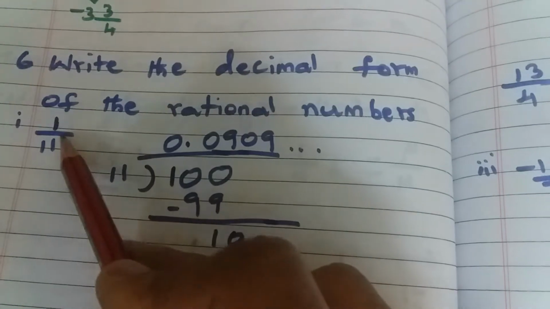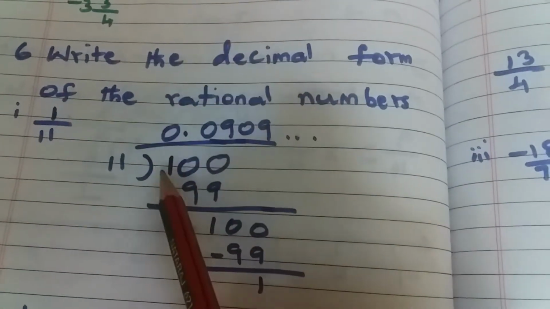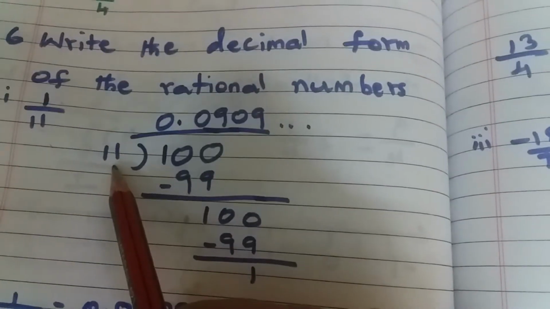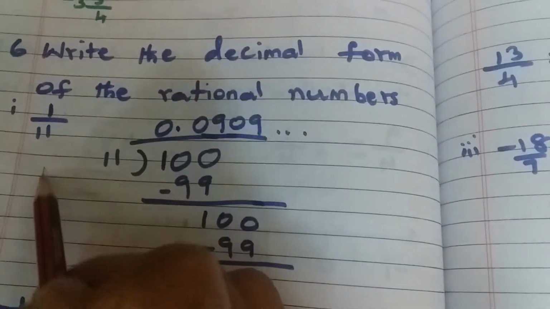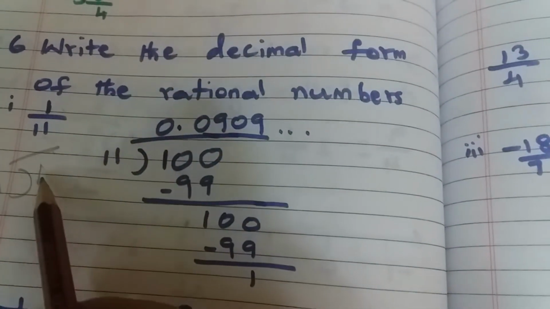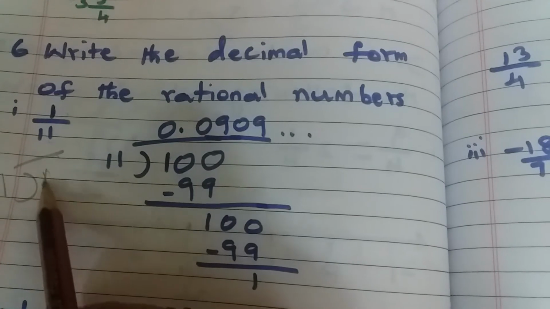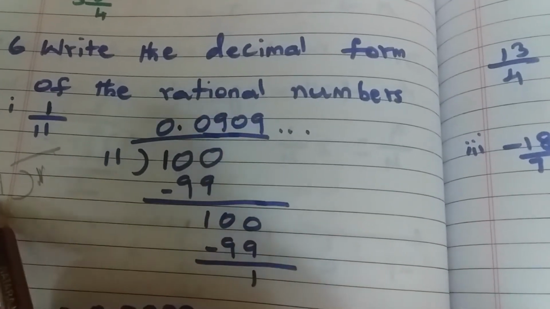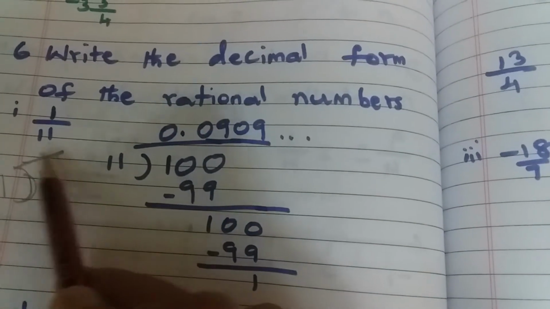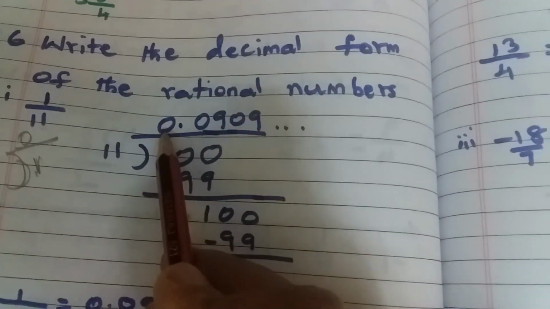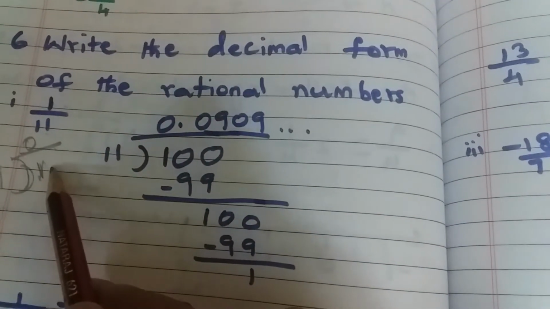First number is 1 by 11. That is numerator inside, denominator outside. First the number is 1. We'll be having it like this, 1 by 11. 1 is less. The number inside has to be greater. We cannot divide 1 by 11. So what do we do? We put 0 in the quotient, and then we have to take the next number. There is no next number.